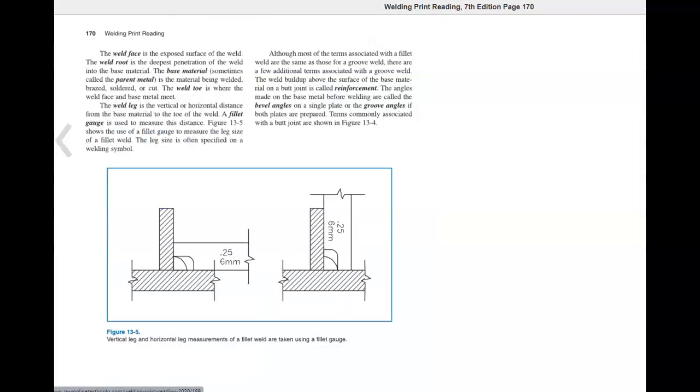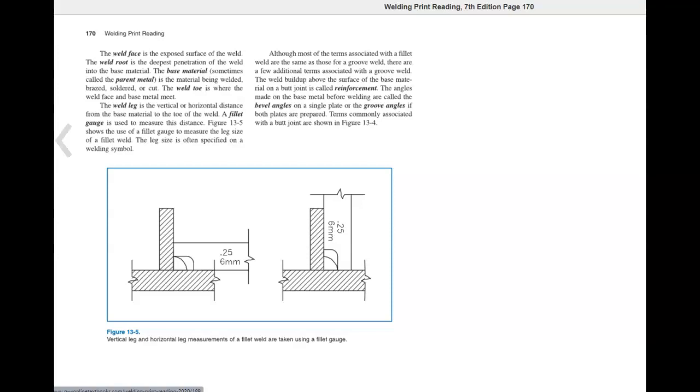The weld face is the exposed surface of the weld. The weld root is the deepest penetration of the weld into the base material. The base material, sometimes called the parent metal, is the material being welded, brazed, soldered, or cut. The weld toe is where the weld face and base metal meet.